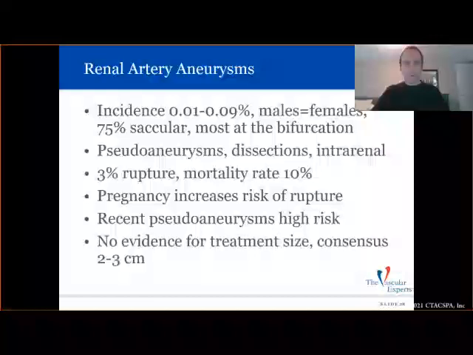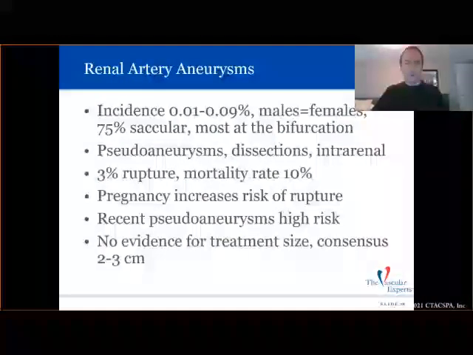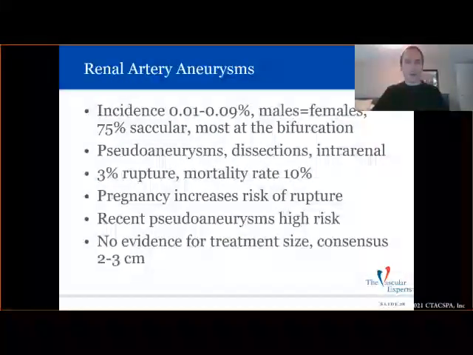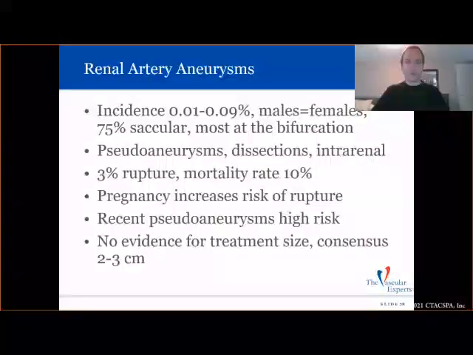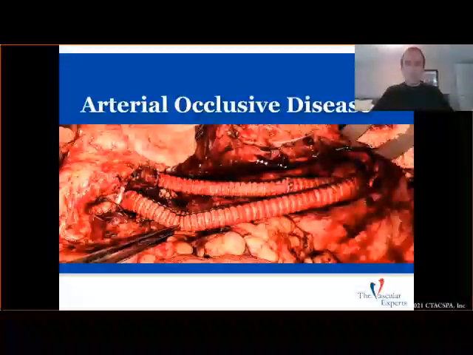If a pregnant woman has an abdominal or splanchnic aneurysm, you treat it at size 2 because the rupture risk is so high. But most people now are treating at 3 centimeters, the new consensus criteria. And then we'll move on to occlusive disease, the other major disease process that we treat.